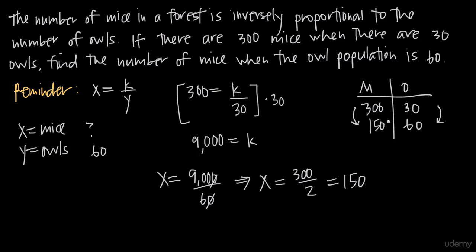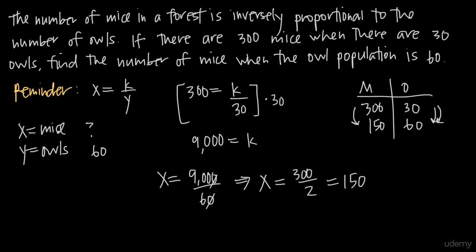The other way we can look at this, and these problems aren't always going to be this simple, but we were told that the owl population was originally 30 and then it went to 60. So we can see that when this happened, it doubled because 30 times 2 is 60. When the owl population doubles, the mice population gets cut in half. It goes from 300 to 150. So we've shown the inverse relationship. We know that there are 150 mice when there are 60 owls.